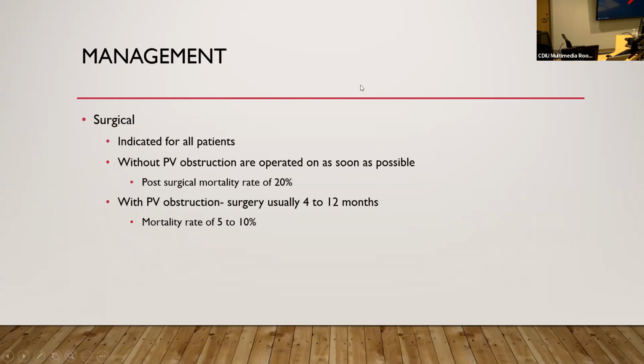And then in terms of surgical management, it's usually indicated for all patients. Patients without pulmonary vein obstruction are operated on as soon as possible. So post-surgical mortality rate is about 20%. And in those with obstruction, so I think this is the other way around, not what I'm saying. If there's obstruction, it has to be as soon as possible, and if it's without the obstruction, then it's later on, 4 to 12 months.